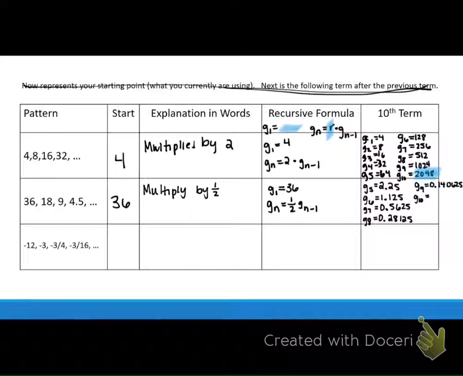Does anybody have G10 yet? The 10th term? Go ahead for me, Jordan. 0.07033125. Okay, and that is our answer. Can you say that? Tenths, hundredths, thousandths, ten thousandths, hundred thousandths, millionths. Oh, just the numbers? 0.0, 70, 31, 25.